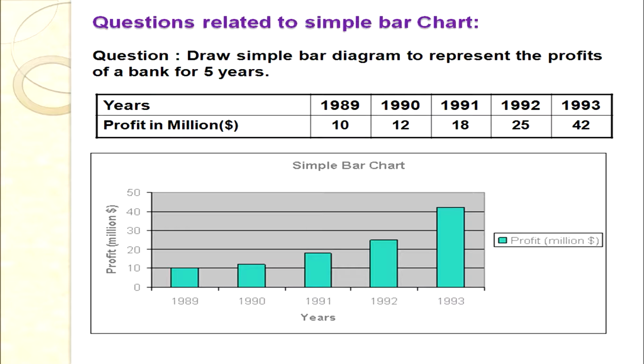So, we have labeled the x-axis, we have labeled the y-axis, now we are going to draw the lengths of the bars. As you can see, for 1989 it is 10, 1990 it is 12, 1991 it is 18, 1992 it is 25, and 1993 it is 42. Is it okay? So, we have drawn the lengths. You can see the length is increasing as the value is increasing, and on the right hand side we have put a key. Here we are able to draw a simple bar chart because we have drawn only one data, that is profit.